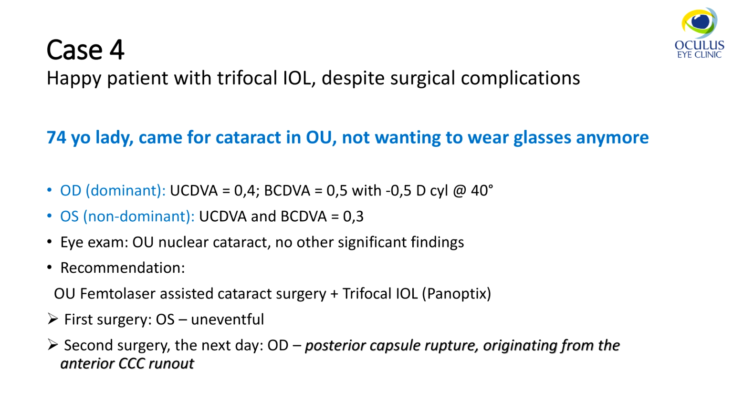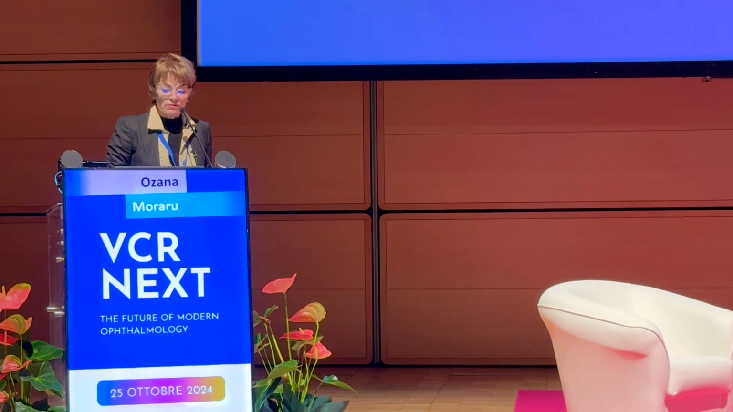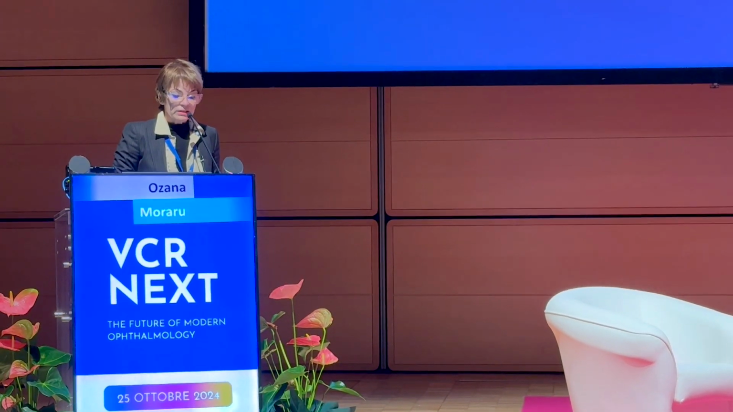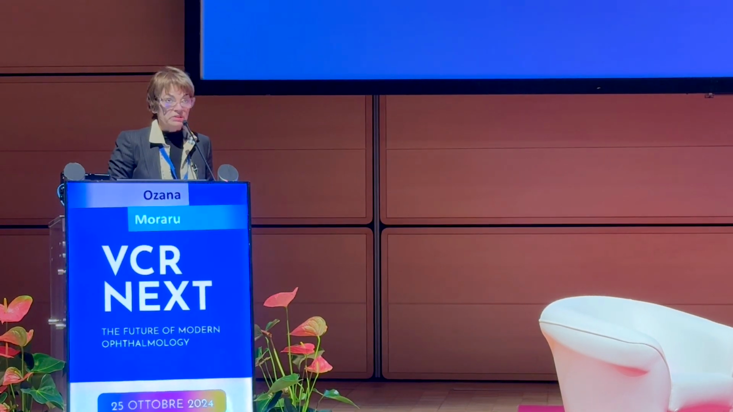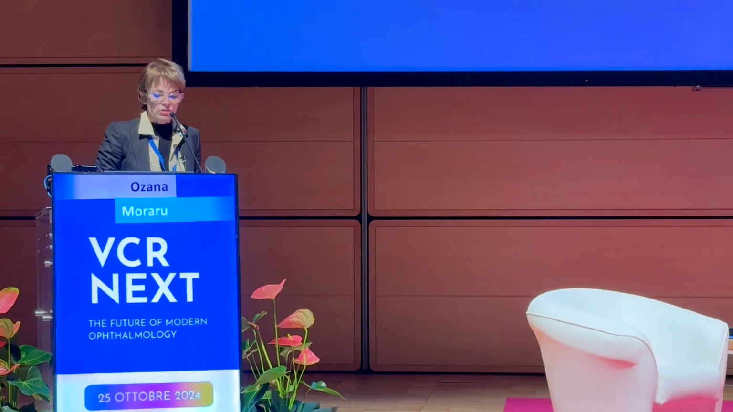The right eye was dominant, and these are the visual acuities: uncorrected and best corrected. The left eye is non-dominant. Again, there's 0.3 best corrected visual acuity. She presented with nuclear cataract, no other significant findings. And the recommendation was for femtosecond laser-assisted cataract surgery and trifocal IOL Panoptix, which is my preferred presbyopic IOL, especially after 55, 60 years old.